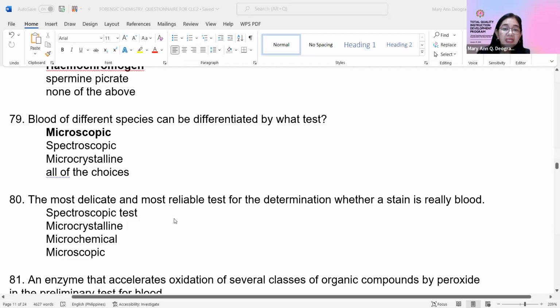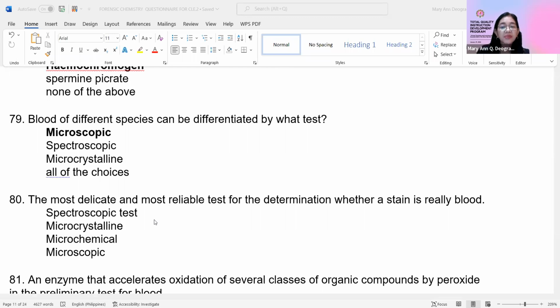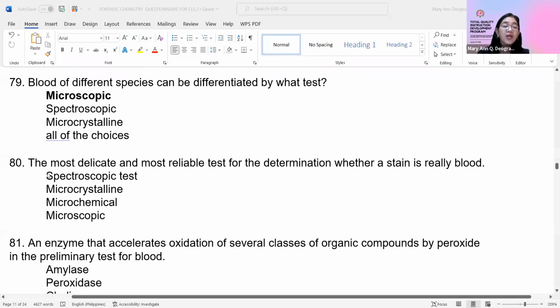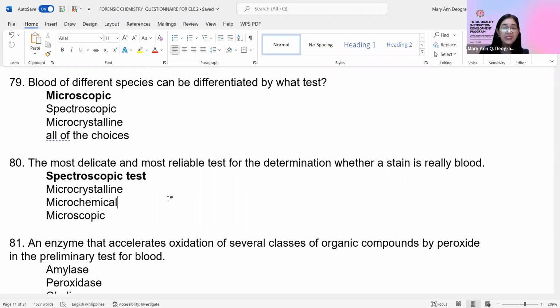How about number 80? The most delicate and most reliable test for the determination of whether a stain is really blood. Is it spectroscopic, microcrystalline, microchemical, or microscopic? Spectroscopic. Yan. So, kasi ito yung ating instrumental method. It's an instrumental method with the use of the spectroscope. So from the word spectrum, light, there are visible lights which are observed, once the stain is really blood.